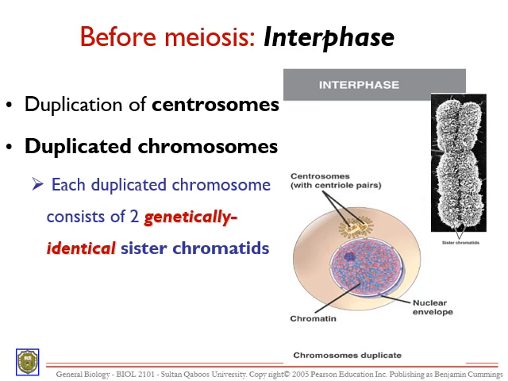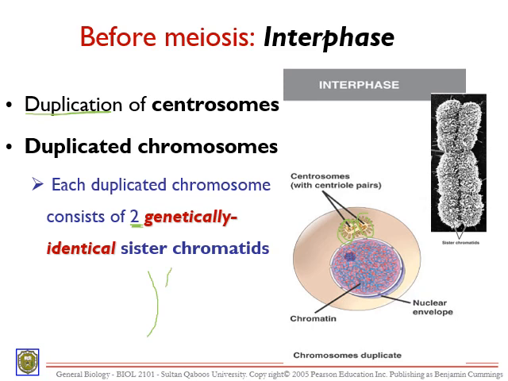So what happens before meiosis in the interphase? Very similar to what we have covered in mitosis. The centrosomes duplicate, so you can see we have 2 centrosomes, and the chromosomes duplicate, and each duplicated chromosome will consist of 2 genetically identical sister chromatids that are attached at their centromeres.